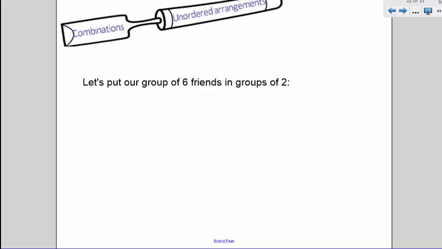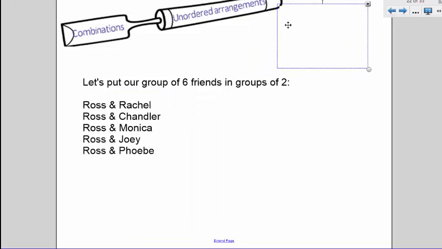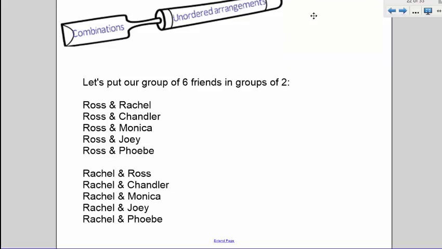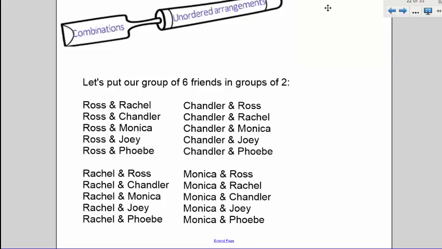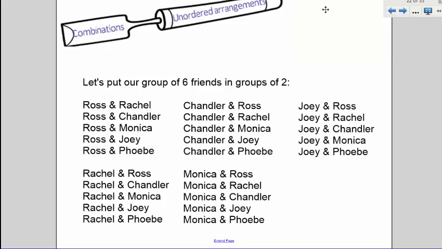If we're just putting our group into pairs, order doesn't matter. It doesn't matter if you were the first one chosen or the second one chosen. Let's put our group of 6 friends into pairs, or into groups of 2. First of all, we have Ross paired with each of the other 5 people. We have Rachel paired with the other 5 people, Chandler, Monica, Joey and Phoebe.